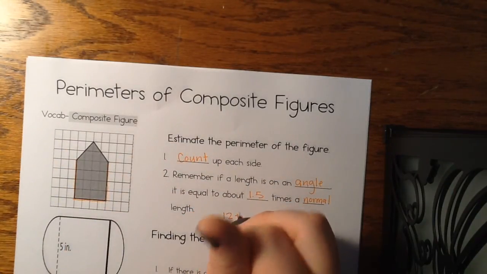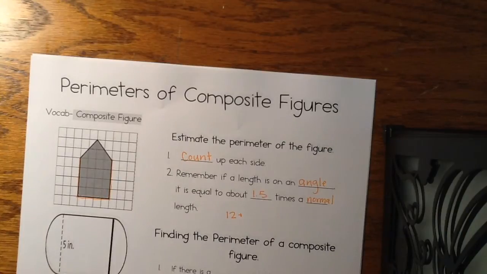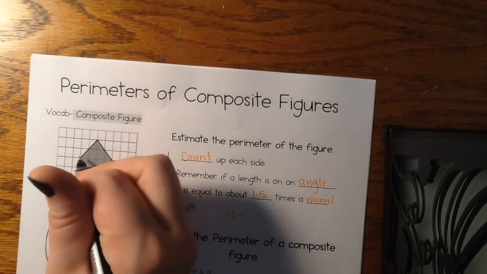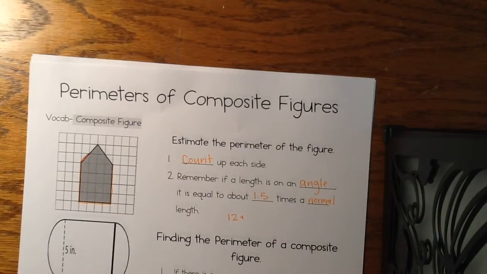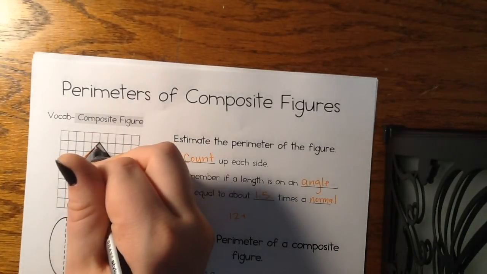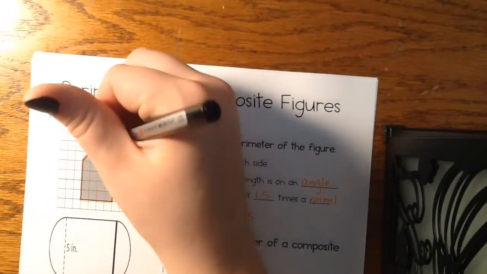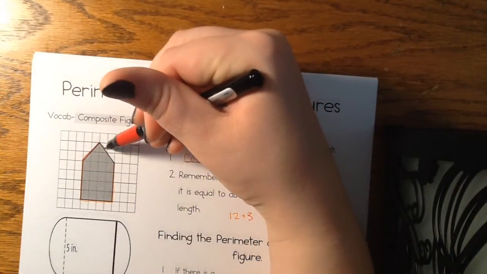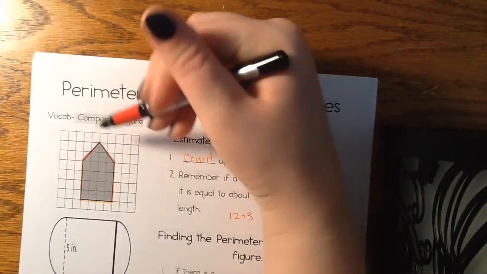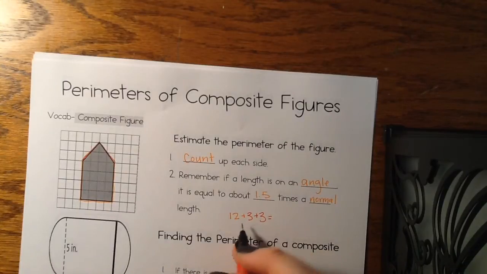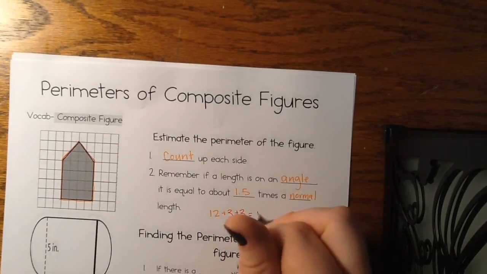So we have 12. We're not done because we need to do these two sides that are on an angle. If they're on an angle, they're about 1.5 times a normal length. So if we're saying a normal length is 1, we're going to use each one of these lengths as 1.5. So we have 1.5 plus 1.5 is 3. We're going to go on this side, 1.5 plus 1.5 is also 3. So our estimated perimeter of the figure is 12 plus 3 plus 3, which equals 18.